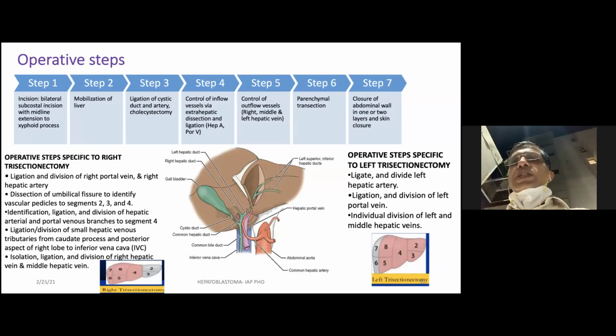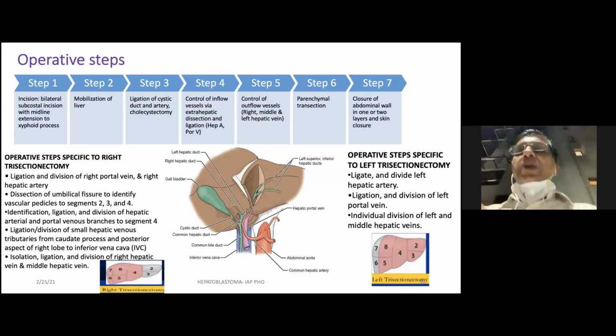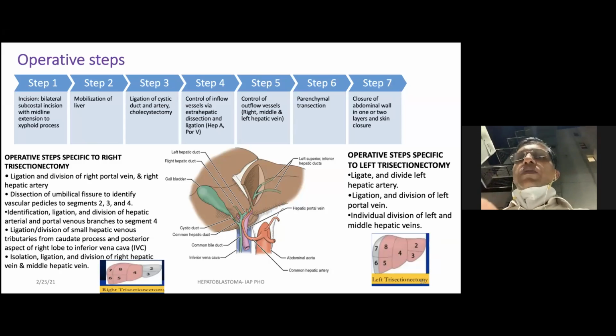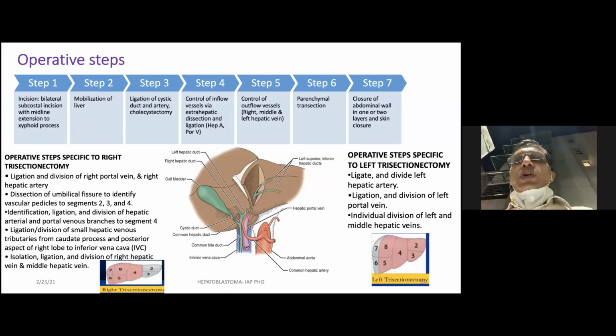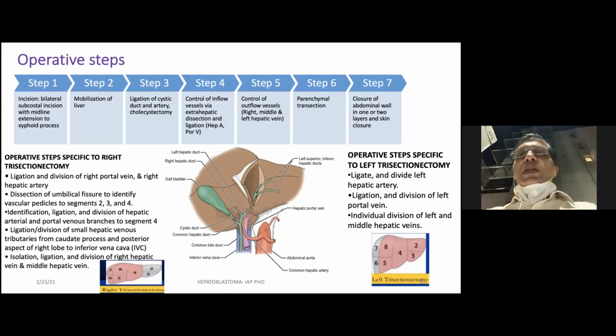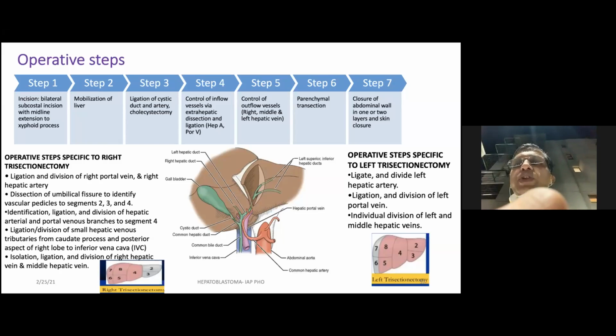In both trisectionectomies, we have to ligate the middle hepatic vein, which is the outflow tract supplying the other part, and then the individual blood supply to that lobe. So that is what a trisectionectomy is, which is called an extended hepatectomy. I would not go into the details of the surgery. I can show you some good pictures of a right hepatectomy. We can go on to the next slide, please.